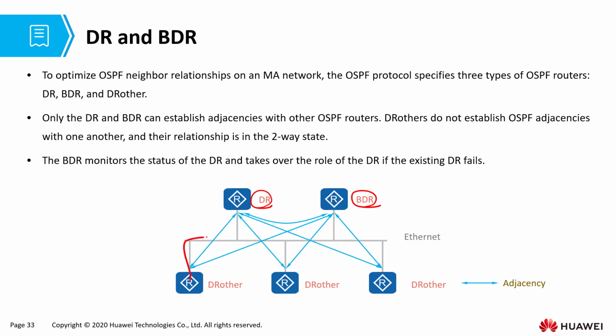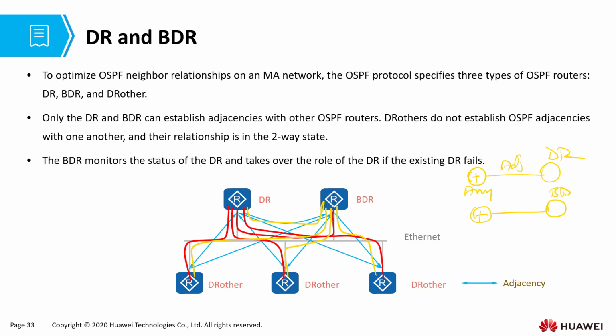So everyone will share their link state database with the designated router, and will also share with the backup designated router. And the designated router will also share with the backup designated router. Now, what does this mean? Every router that connects with a designated router will form an adjacency with it. Any to DR, any to BDR will form an adjacency, giving us three types of routers.